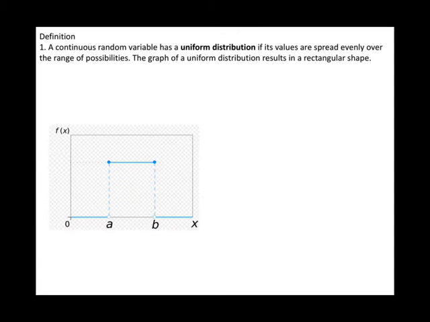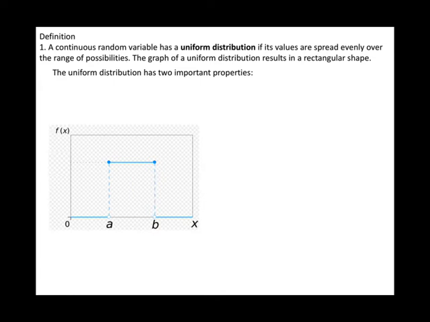Definition: a continuous random variable has a uniform distribution if its values are spread evenly over the range of possibility. The graph of uniform distribution results in a rectangular shape. So first, do you guys remember what a uniform distribution is? Uniform distribution is talking about the frequency being about the same. This is the perfect uniform distribution, and it will create a rectangular shape in here.